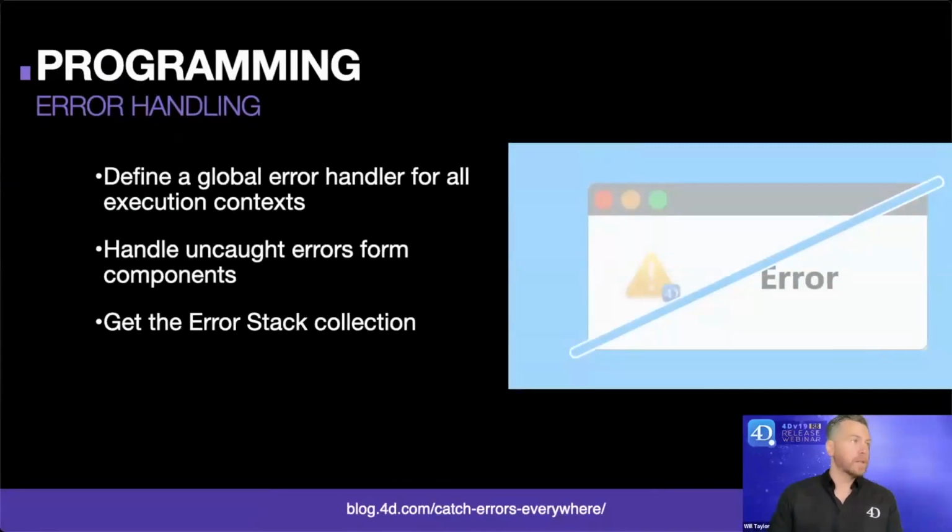4D v19 R8 brings new possibilities to error handling. Now you can define a global error handler that will be effective for all execution contexts, like processes, workers, ORDA computed attributes, ORDA functions, what have you. This way, if you do not define a local error handler in a new process or worker, the global error handler will be invoked automatically if an error happens in the application. This means that there are no more error dialogues displayed on the server and no more uncaught errors.